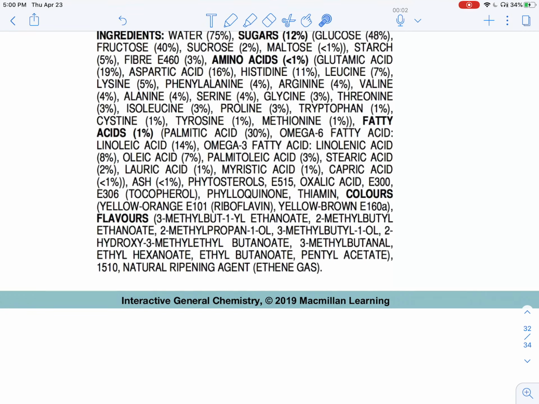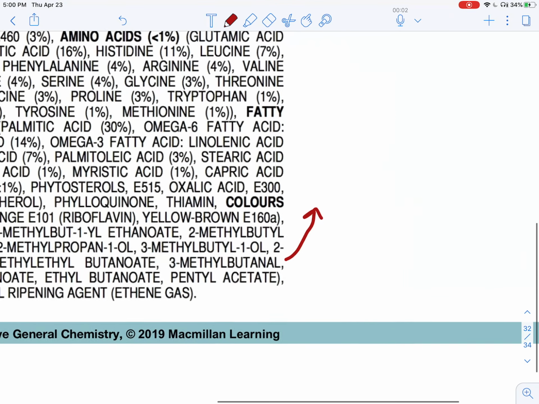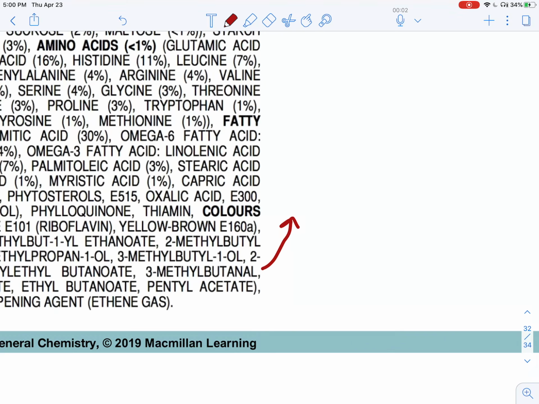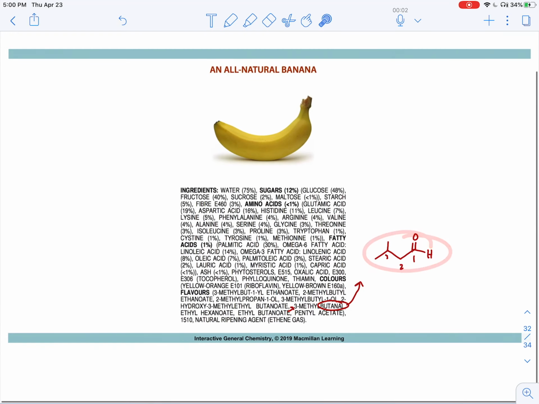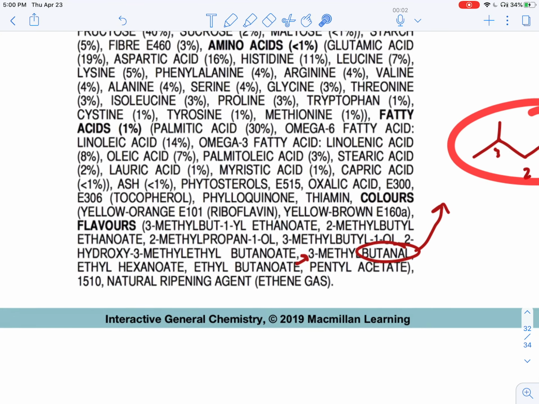That's going to be a, let's try to draw that. What's 3-methyl-butanal? This is an aldehyde. But it tells us it's 4-chain long. Aldehyde has to end there. This is the 1 position. So 1 carbon, 2, 3, 4. And then at the 3, we have a methyl group. So 1, 2, 3. So we got some of that in there. That's one of our chemical flavorings in an all-natural banana.